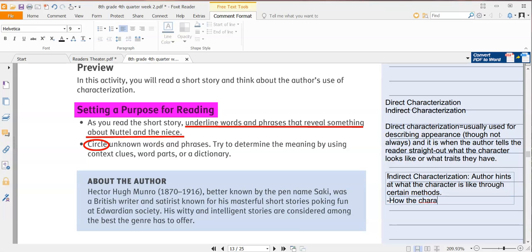How the character acts, what the character thinks, what the character says, what others say about the character, how others treat the character. So you're going to be noticing those different things as you read. There are different things that could tell you about a character.